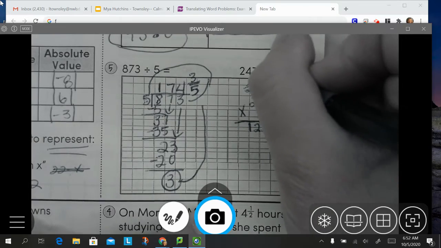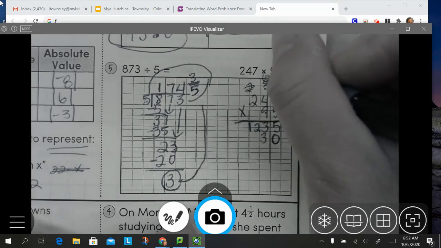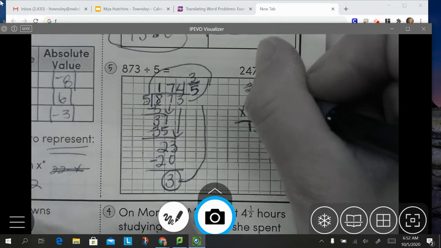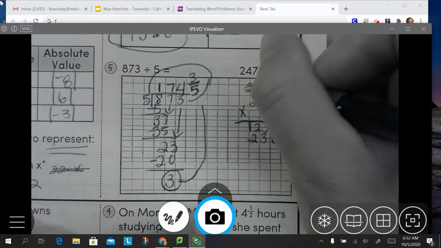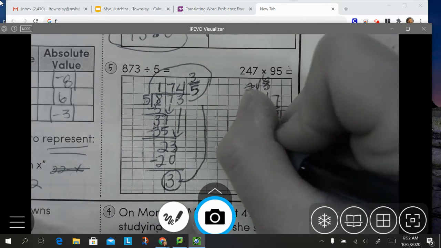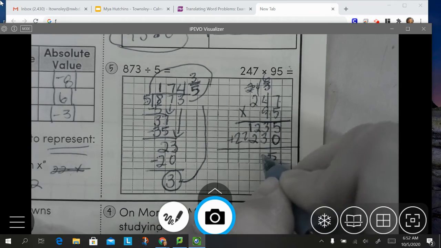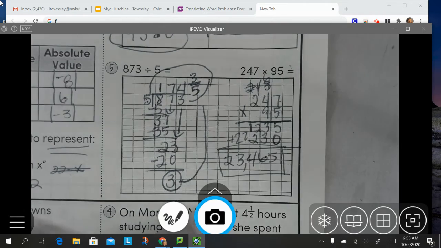9 times 7 is 63. 9 times 4 is 36, 37, 38, 39, 40, 41, 42. Okay, 9 times 2 is 18, 19, 20, 21, 22. Okay, let's go ahead and add them up. So you have 5, 6, 4, 3, and 2. And that's your answer. All right.